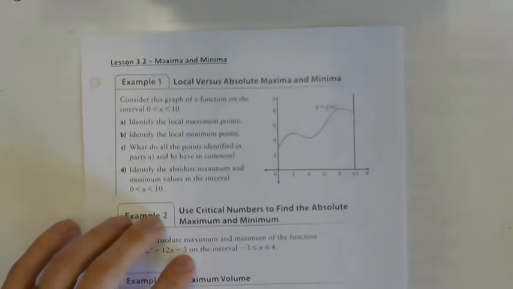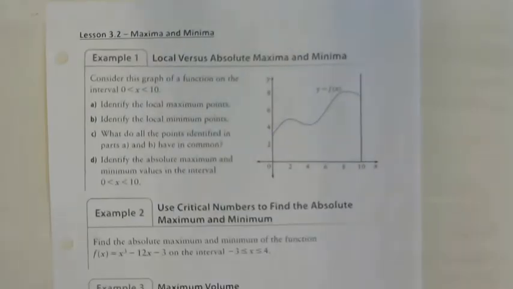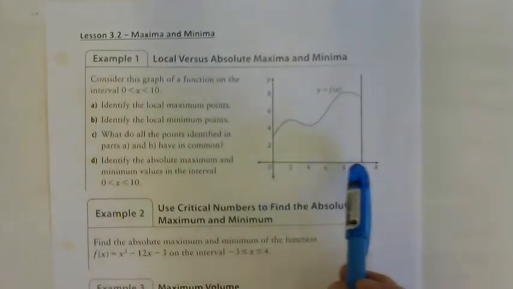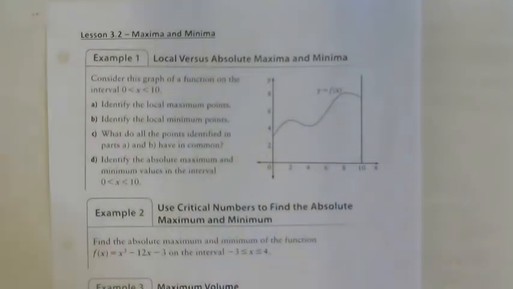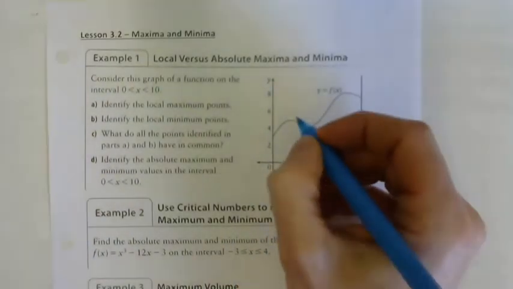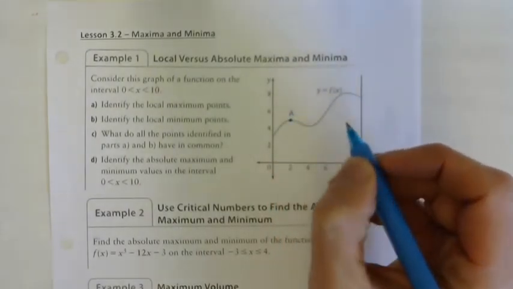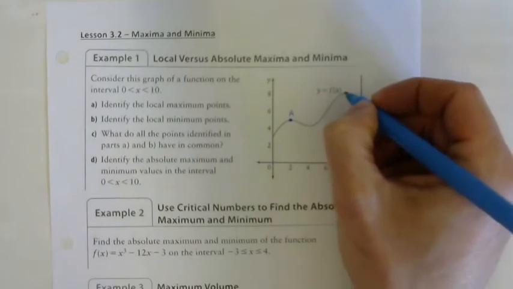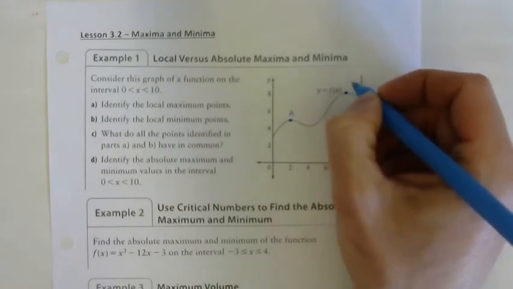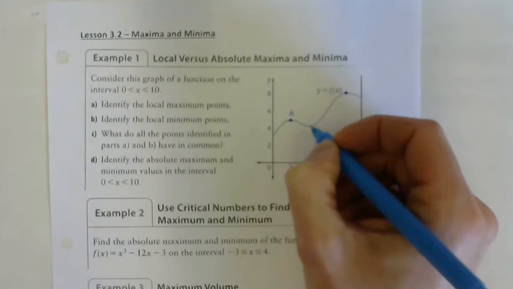So example 1. Example 1, you are given a picture of a graph. And we're going to consider it over the interval from 0 to 10. Identify the local maximum points. So go ahead and put a dot at the first local max. Call it A. There's another local max over here. And we're going to do local minimums as well.